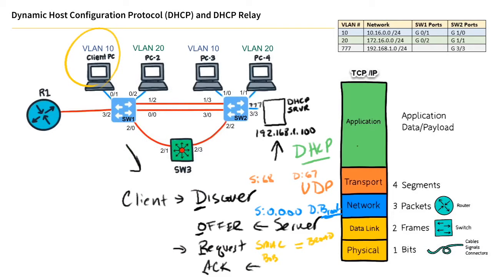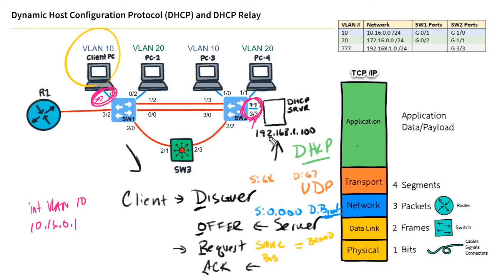So in the topology, let me show you what I just did. I set up a capture so that I can capture all the packets in and out on this interface that goes to the client, and also all the packets in and out going to the server. That way we can see the interaction between this DHCP client and the helper interface. The helper interface for VLAN 10 is 10.16.0.1, and the DHCP server is over here at 192.168.1.100.